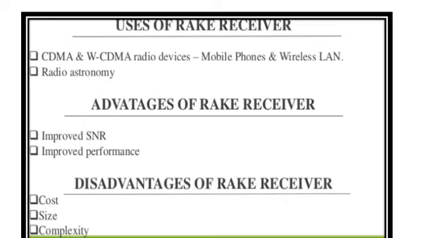Next are the uses or applications of the rake receiver. It is used in code division multiple access and WCDMA radio devices, in mobile phones and wireless LAN. Then it is used for radio astronomy. The main advantages of rake are improved signal to noise ratio and improved performance. Its disadvantages are that its cost is very high, the size of the rake receiver is also high, and the complexity is high.